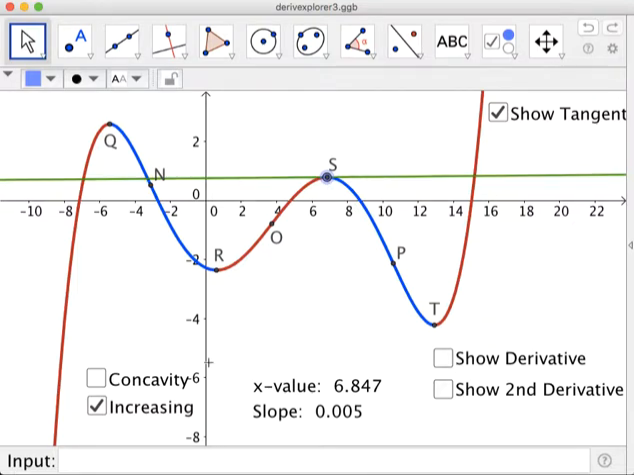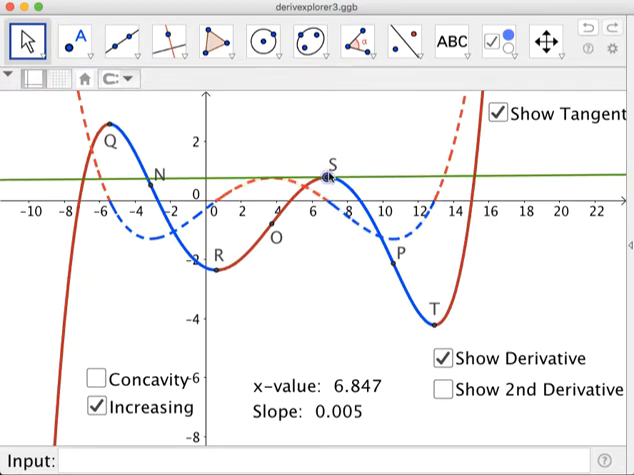All right, so let's look at the first derivative. As we can see right here, at the same x value as this point S, our first derivative has a value of 0. And what that means is that the slope of the function at that point is equal to 0.